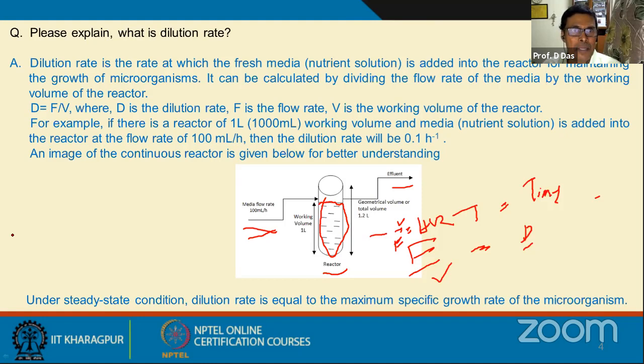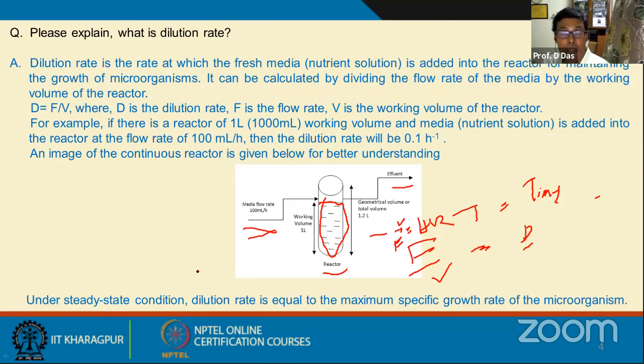For example, there is a 1 liter reactor in this problem, and the flow rate is 100 milliliter per hour. Now if you divide, then the dilution rate will be 0.1 per hour, or inverse hour. So this I hope you understand.